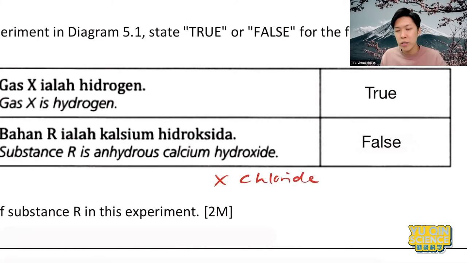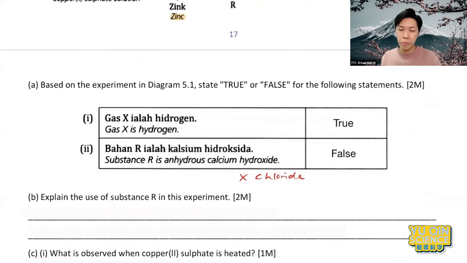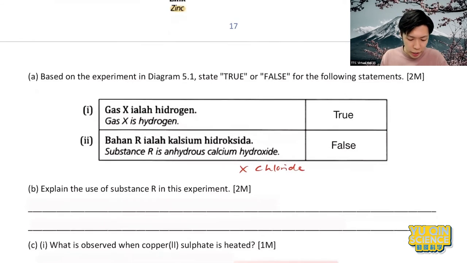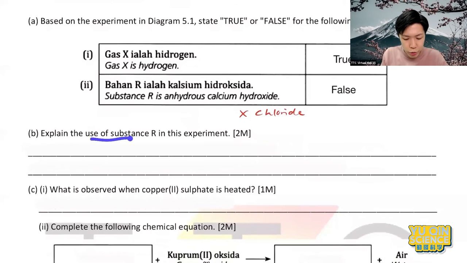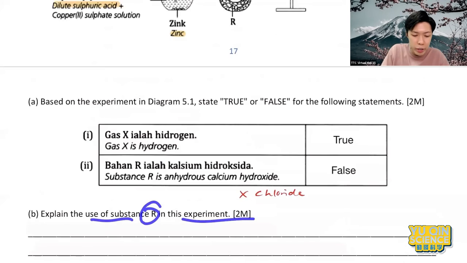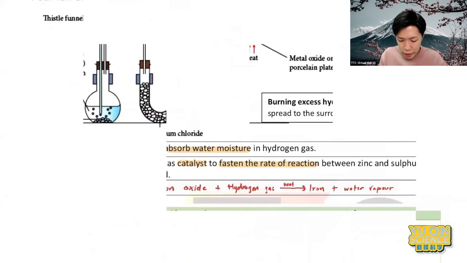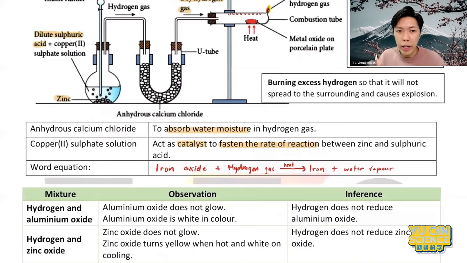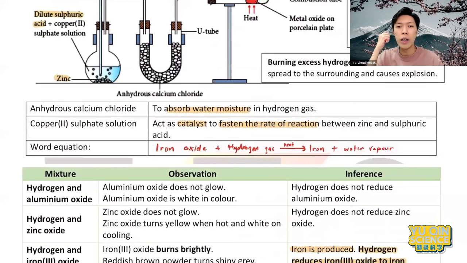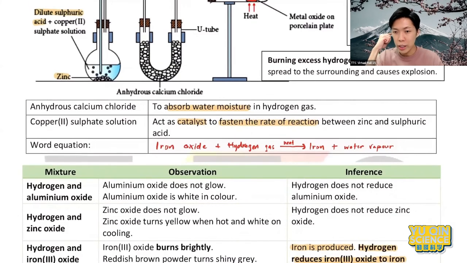Right, so it's a false statement. Anhydrous calcium chloride, okay? That's to absorb the moisture. Explain the use of R in the experiment. Very simple. Anhydrous calcium chloride is to, I think your first answer is here, to absorb water moisture in hydrogen gas. Okay, all good. That's the first mark.